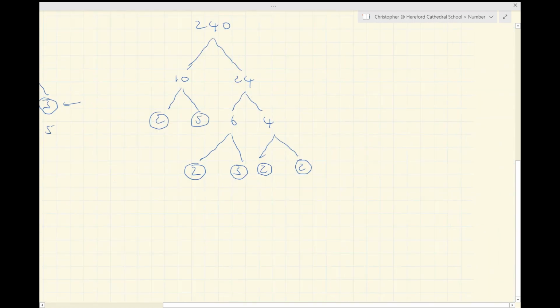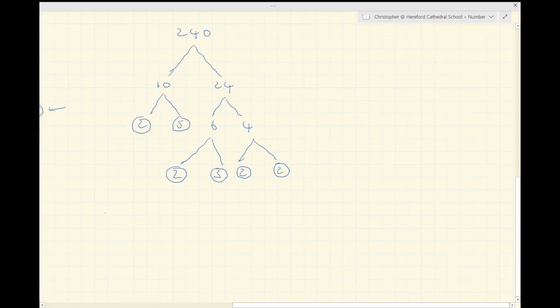There we go. So that means that 240 can be written as 2 times 2 times 2 times 2 times 3 times 5. And that can be written as 2 to the power of 4 times 3 times 5.